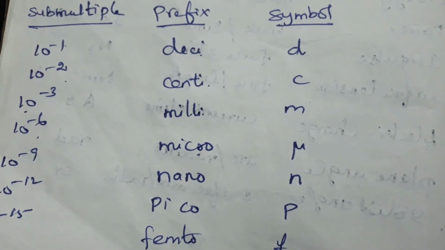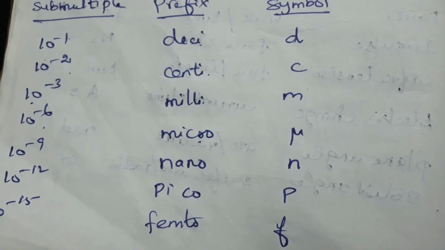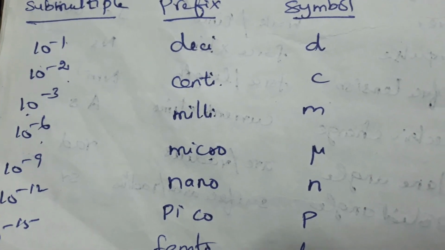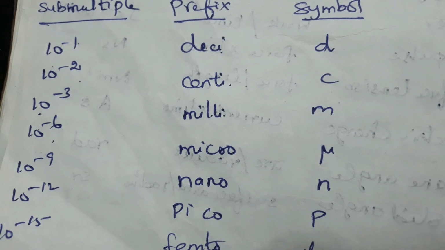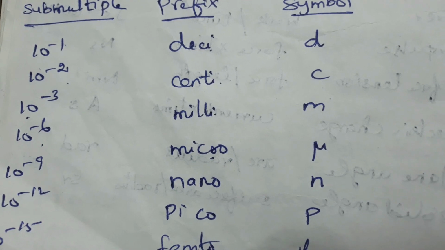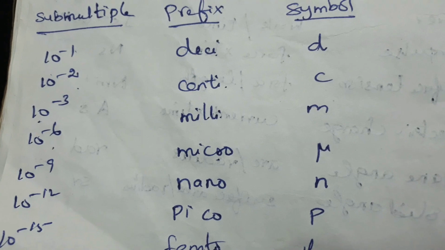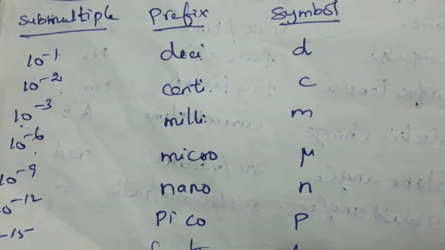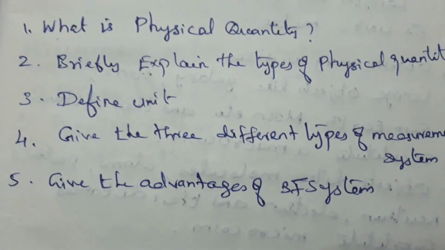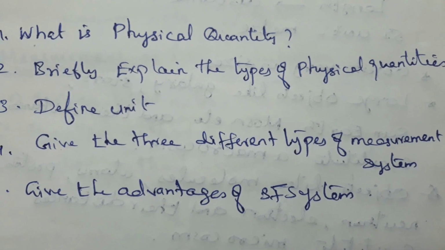So today we have discussed the concept of measurement, physical quantity, types of physical quantity, units and its types, different types of measurement systems, SI system of units and its advantages, and also basic quantities and derived quantities and their units. I hope you all understood today's concept.